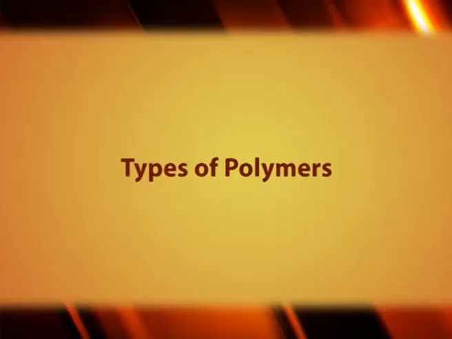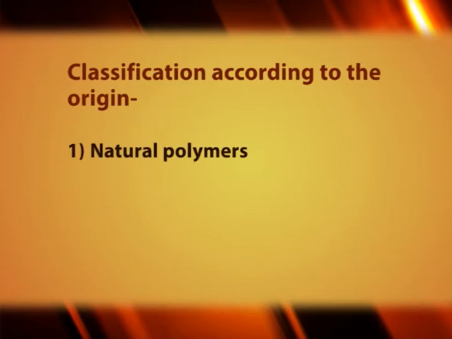Now, let us talk about the types of polymers. There are numerous means of organization of polymers based on some superior concerns. The following are more or less the general organization of polymers. Classification according to the origin. Under this type of classification, there are three subcategories. Number 1, natural polymers. These polymers are found in plants and animals. Example, proteins, cellulose, starch, some resins and rubber.